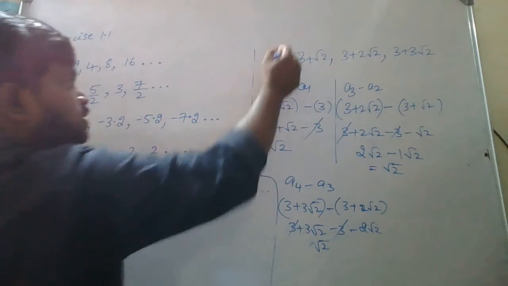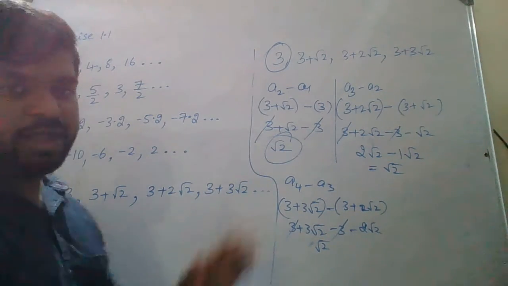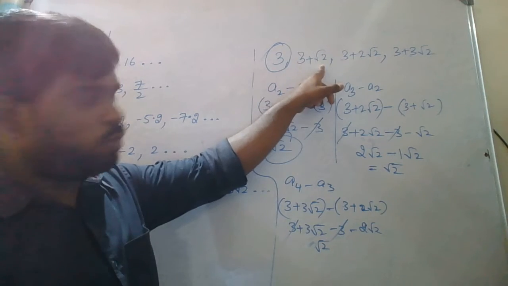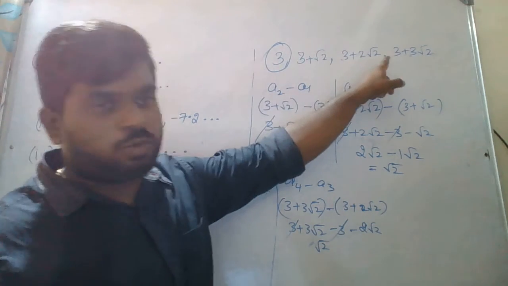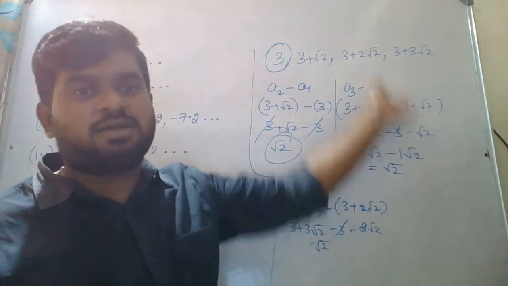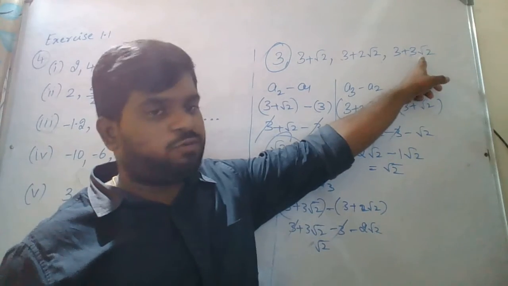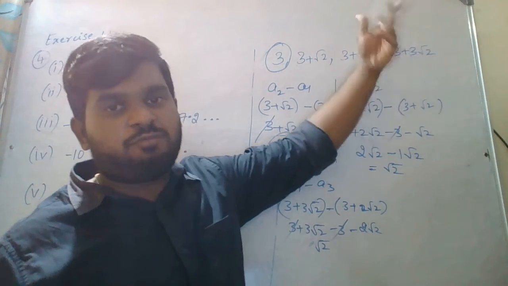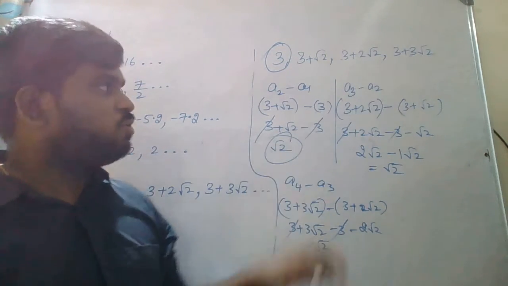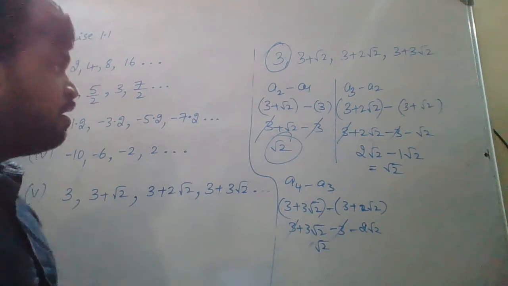If this is an AP, this is your first term and this is your common difference. Now how do you find the next 4 terms? Very simple. Just observe: 3 plus root 2, 3 plus 2 root 2, 3 plus 3 root 2. The next one will be 3 plus 4 root 2. You have to add d to it, right? What is d? d is root 2. If you add root 2 to 3 root 2, it becomes 4 root 2. So 3 plus 4 root 2, 3 plus 5 root 2, 3 plus 6 root 2 and so on. Okay, so we have solved the first 5 problems.